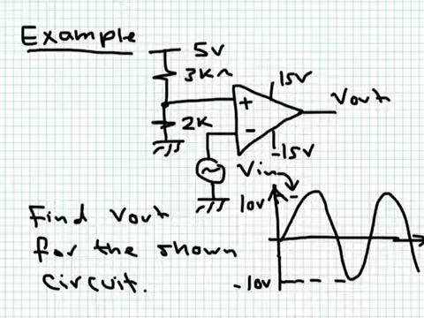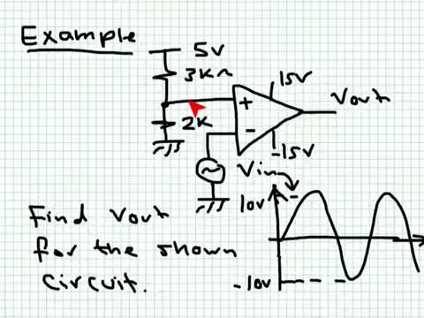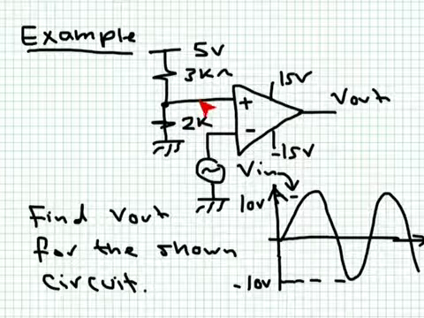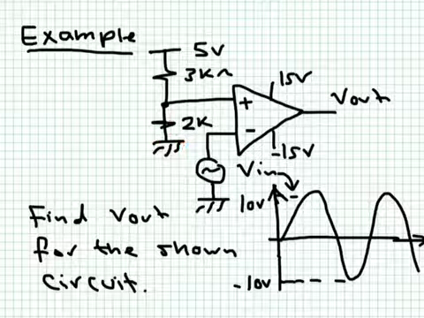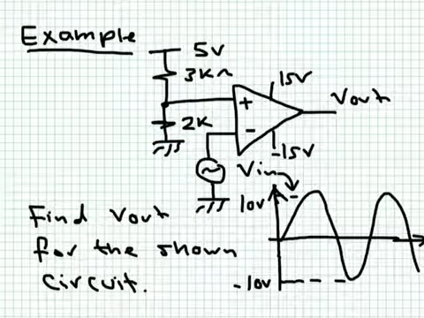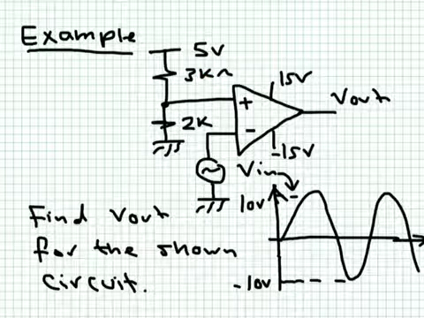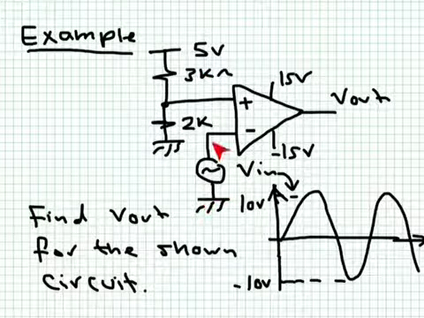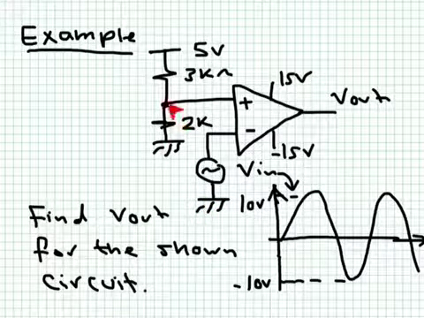So the output is either plus 15 or minus 15. Now, what is the reference voltage? The reference voltage is simply equal to this voltage here, which is the voltage across the 2 kilo ohm resistor. So it's equal to 5 multiplied by 2K over 2K plus 3K. So this is our supply voltage. So I'm always comparing this number here to 2 volts. So the reference voltage here is simply equal to 2 volts.